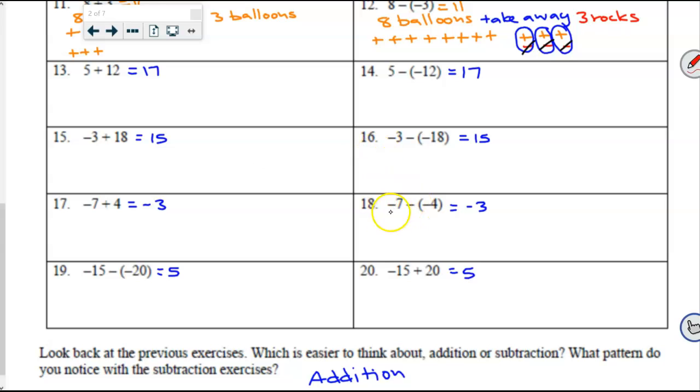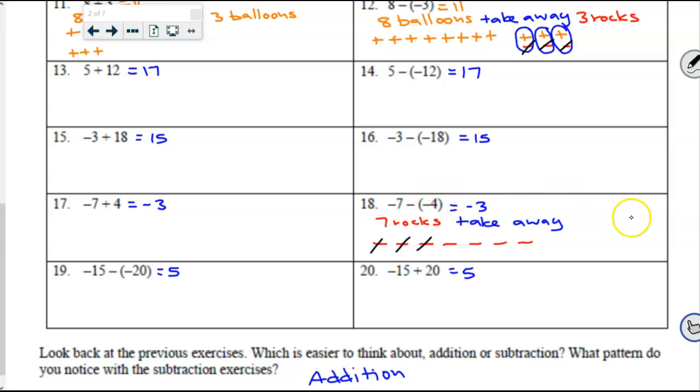Okay, let's draw it. This is 7 rocks. Take away 3 rocks. Do you see it now? You didn't have to draw 0 pairs on this one. 1, 2, 3, 4, 5, 6, 7 rocks. And I need to take away 3 rocks. Do I have 3 rocks that I can take away? Yep, 1, 2, 3. Oh, not 3 rocks, sorry.